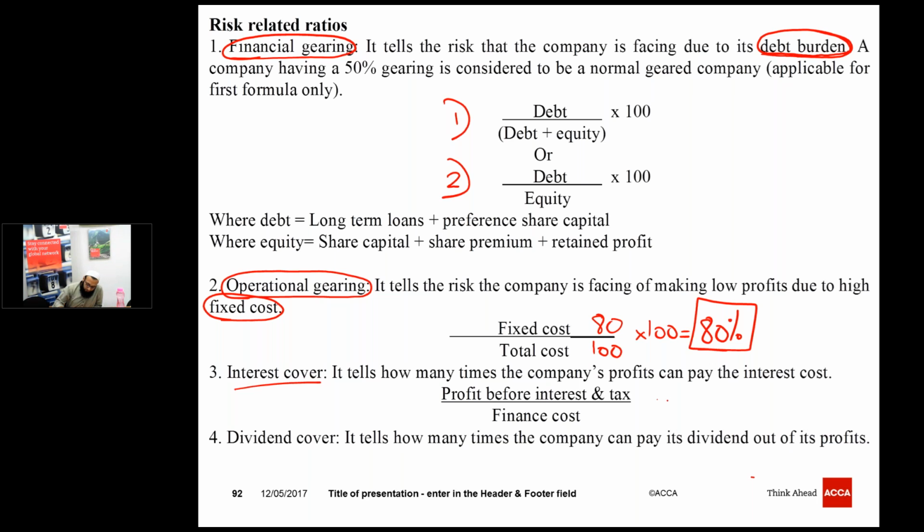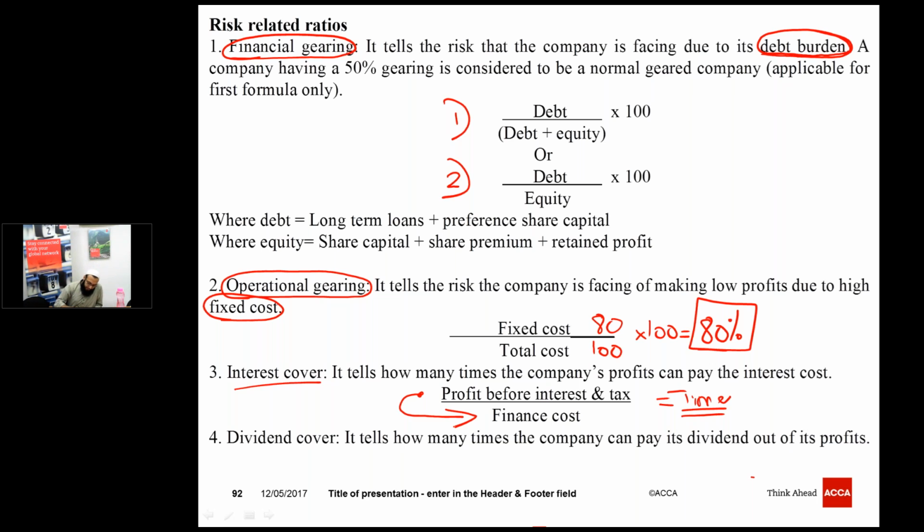Interest cover is again shown in terms of times, and it indicates how many times the company's profit can pay the finance cost. Actually, you only have to pay the finance cost one time annually, depending on the contract. But it tells you how healthy the profits are. That is, how many times your profit has the ability to pay the finance cost.